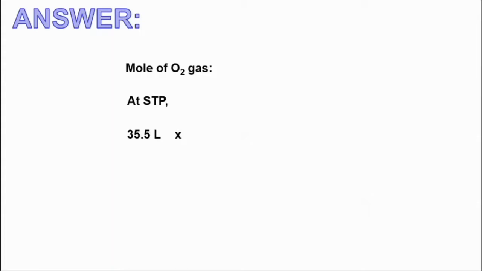To calculate this, 35.5 liters times 1 mole of oxygen gas over 22.4 liters, divided by 22.4 liters. So we get 1.5848 moles of oxygen. So this is the mole of oxygen gas.